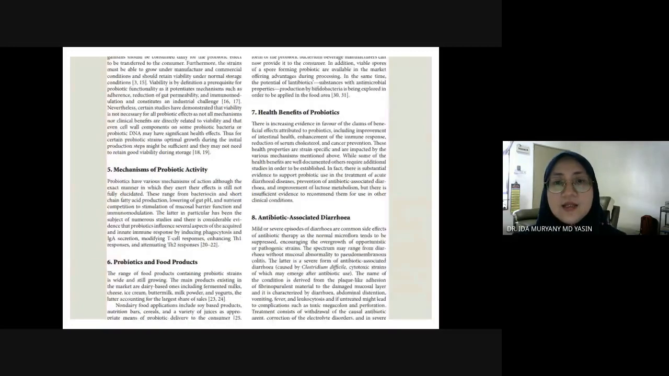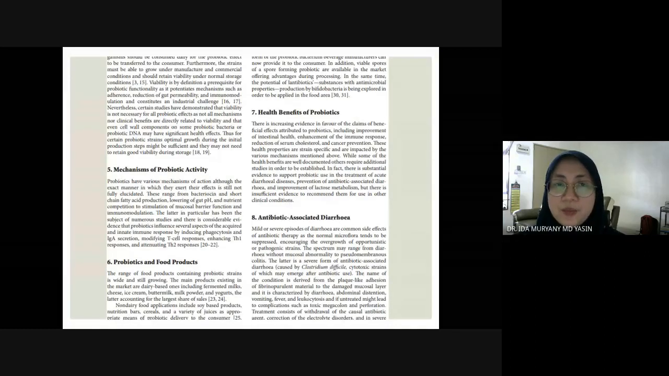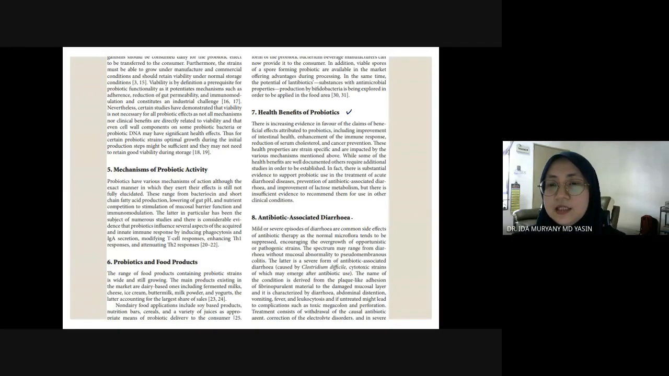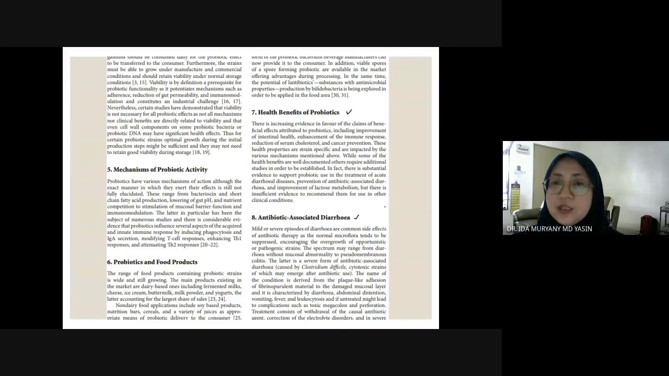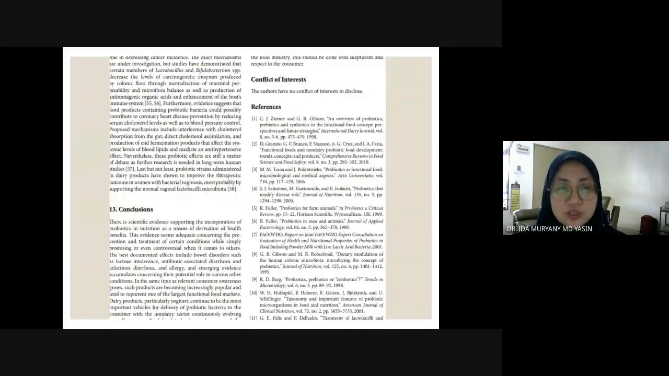Alright. Ni contoh tajuk-tajuk subtopik dia: mechanism of probiotic and food products, health benefits, dan contoh penyakit yang can be cured by the probiotics. Ini contoh-contoh subtopik yang you boleh pilih. Nanti you kena highlight dulu, draft dulu. Then conclusion. Tengok dia ada banyak tajuk sampai 13. Numbering ni you boleh tanya supervisor macam mana nak buat.